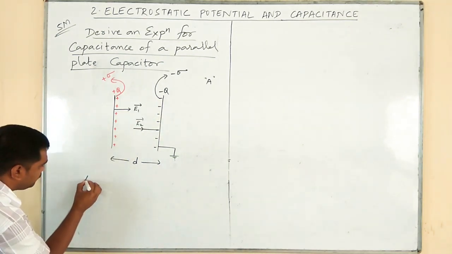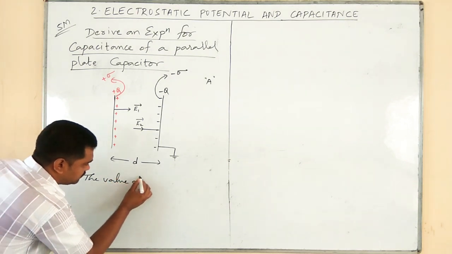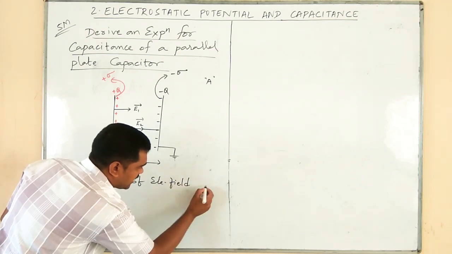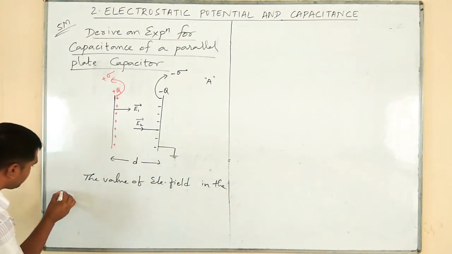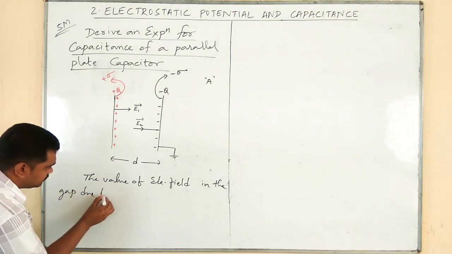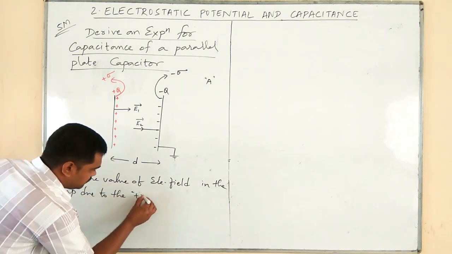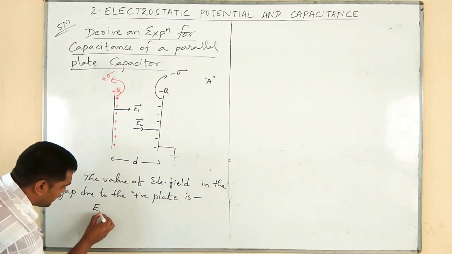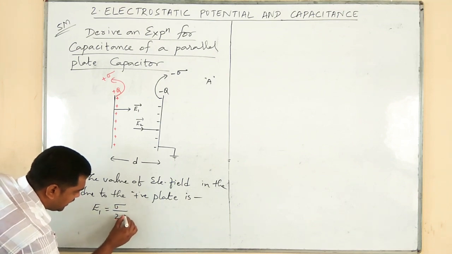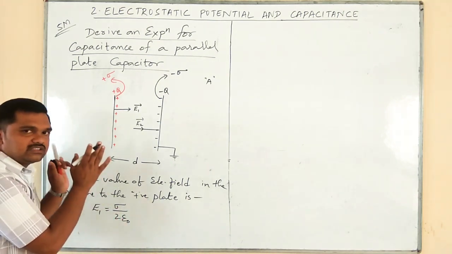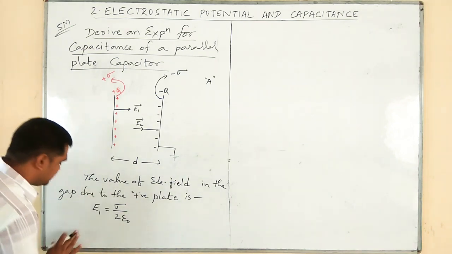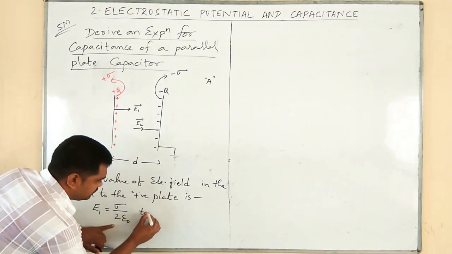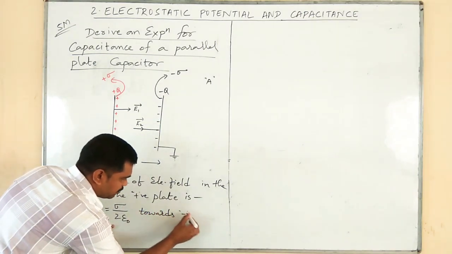Please remember, the value of electric field in the gap due to the positive plate is E1 is equal to sigma divided by 2 epsilon naught. I am taking only the magnitude. Otherwise, E1 is equal to sigma divided by 2 epsilon naught, and it is towards negative plate.